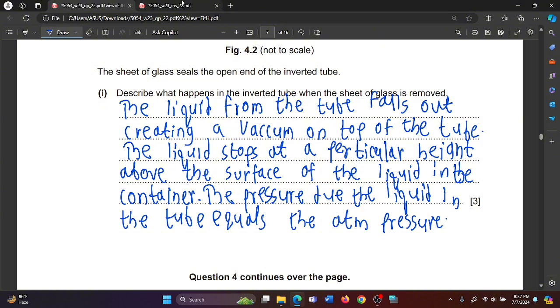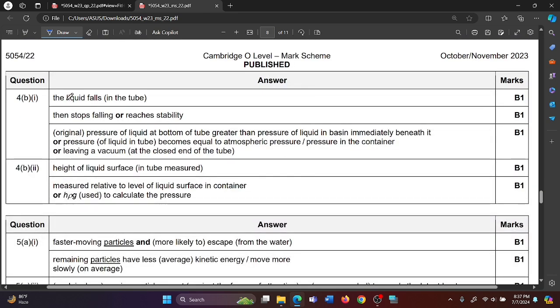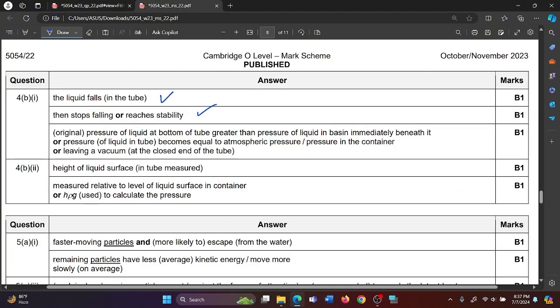So let's see how many marks we gained from this answer. The mark scheme says that the liquid falls. Yes, we wrote this part, so we got 1 out of 1 from this part. It then stops falling, which means it reaches stability. We did write this part as well. It stops at a particular height. So we got this mark as well. Now the third mark says pressure of the liquid at the bottom of the tube greater than the pressure of the liquid in the basin immediately beneath it. We didn't write this, but we did write the 'or' part. Like it said, you can write any of these 3 things as there is an 'or' mentioned.